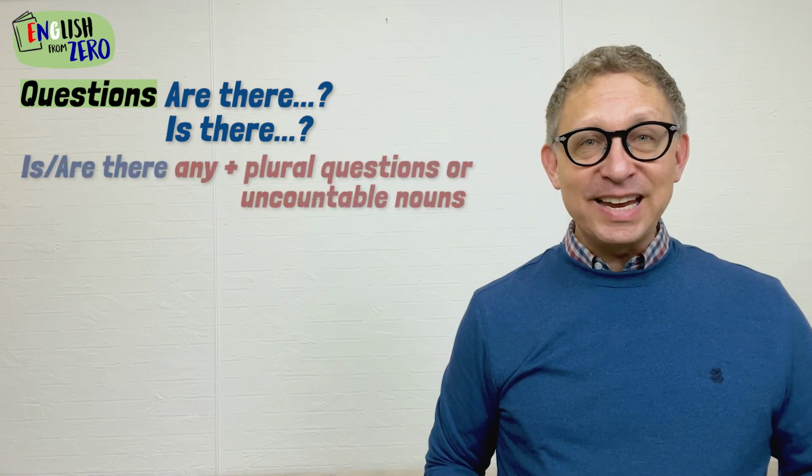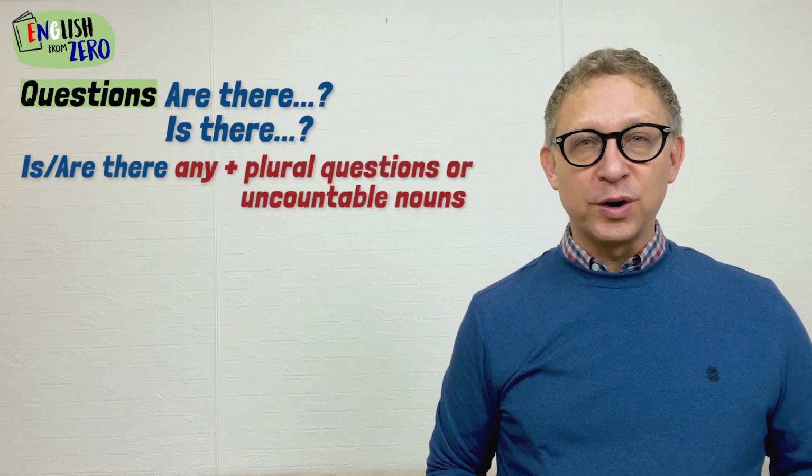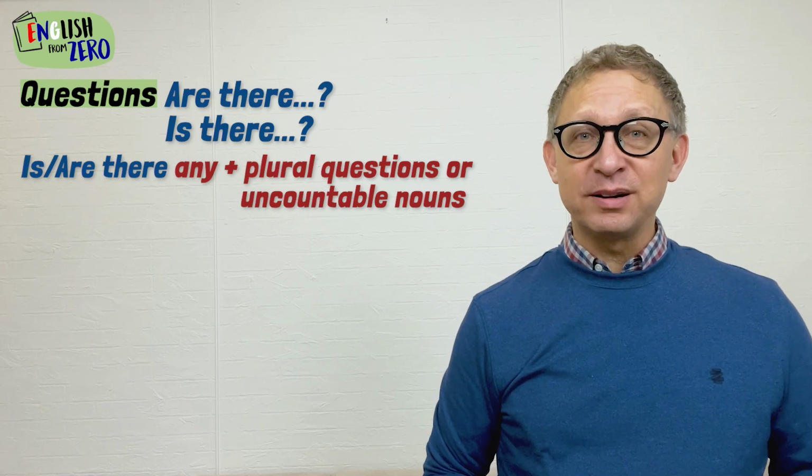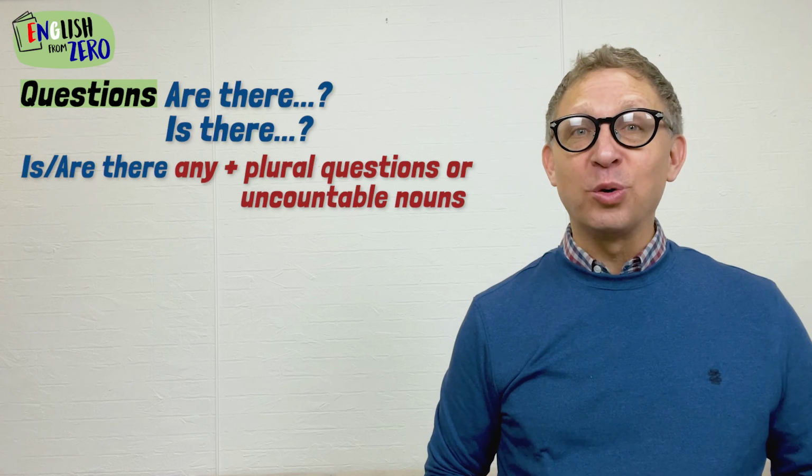Let's look at questions, the question form of there is and there are. To form a question, we place is or are in front of there. In other words, we invert the order. And we use any with plural questions or those which use uncountable nouns. We also use there is or are in short answers.